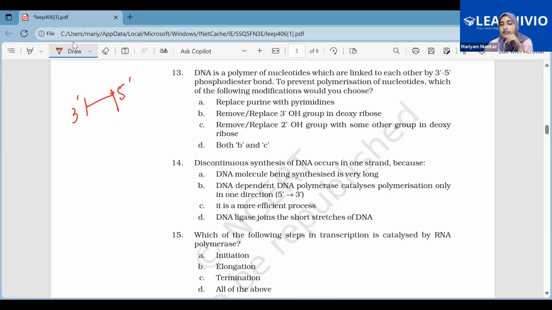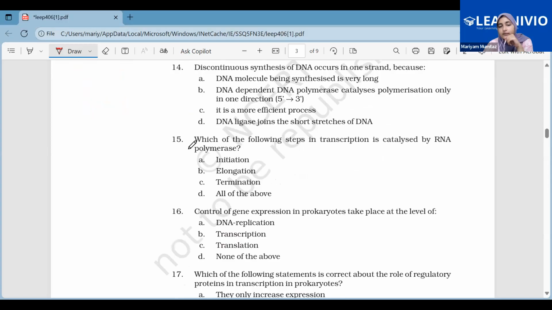So if we remove the functional group from the second carbon, sorry, the third one, obviously, because the third one is forming the bond. So if you remove the OH group, then it will be difficult for it to form the phosphodiester bond. Clear? So this would be the answer. Understood? Yes, ma'am. Okay, next question.